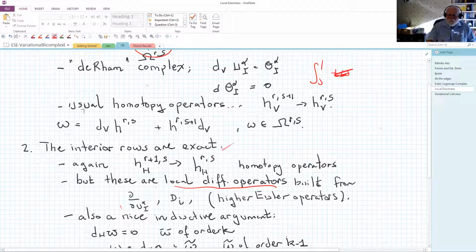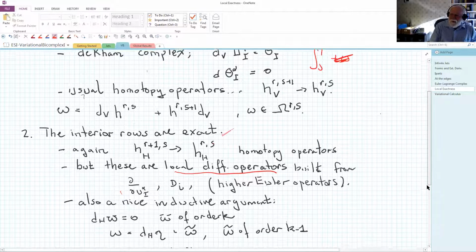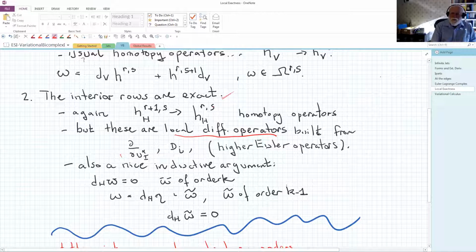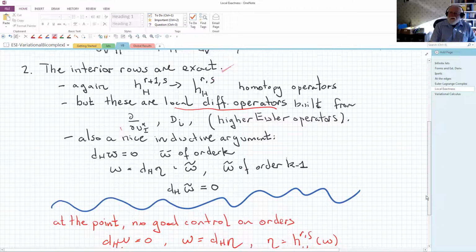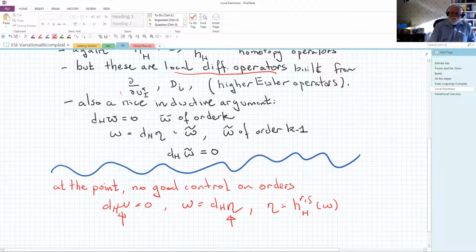So it's kind of a strange situation. You shouldn't say this, but you could say, well, this is a case where the inverse of a differential operator is another differential operator. That's a weird thing to say, but it's happening because this exterior derivative dH takes forms of jet order K up to jet order K plus 1. There's also a very nice inductive argument that you get for proving exactness.